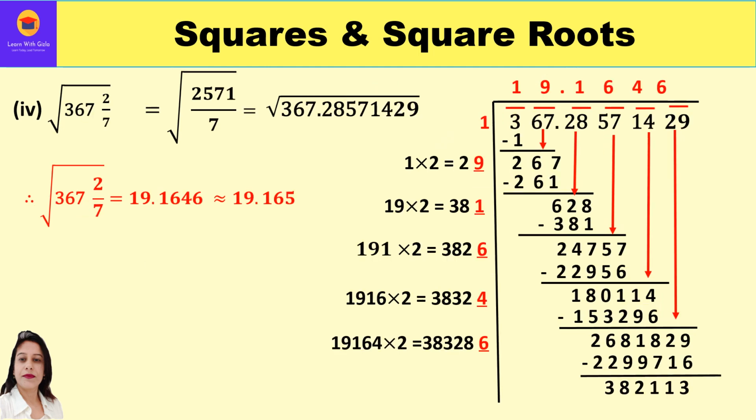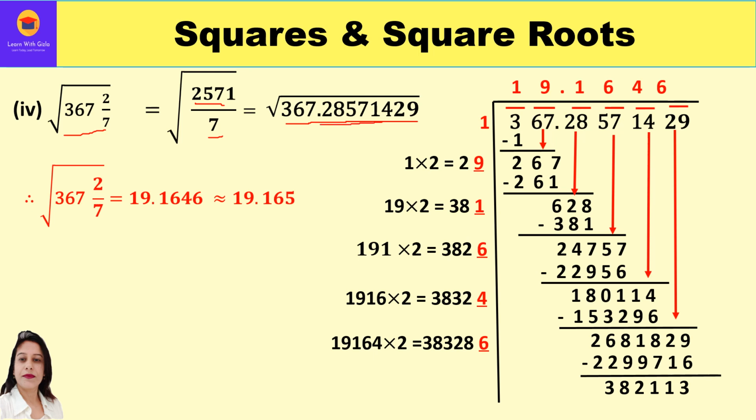Now let us take a fourth part. The fourth part is to find the square root of 367 2 by 7, correct to 3 decimal places. So over here this is mixed fraction. We will convert into improper fraction. 367 into 7 is 2569, plus 2 we shall get 2571 divided by 7. Further, if we divide by 7, we will get decimal number 367.28571429. Now you will ask why I have taken 8 places after the decimal point.